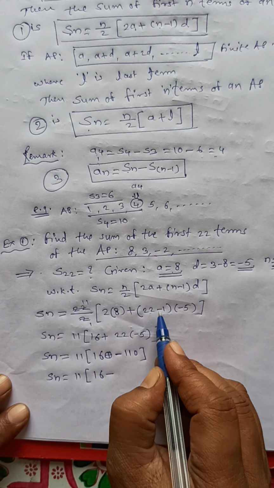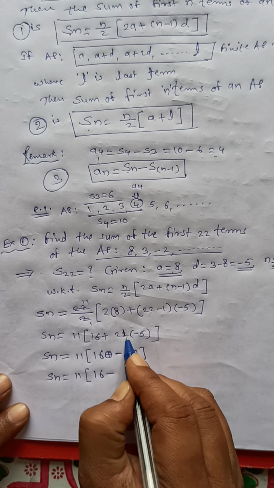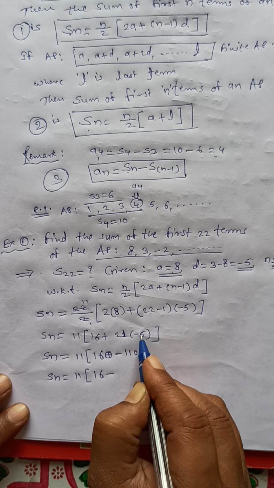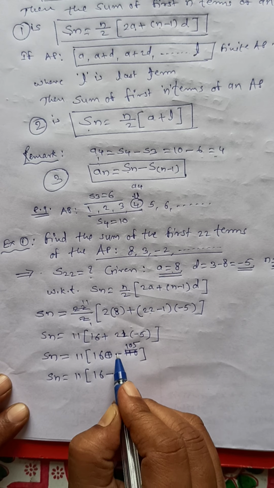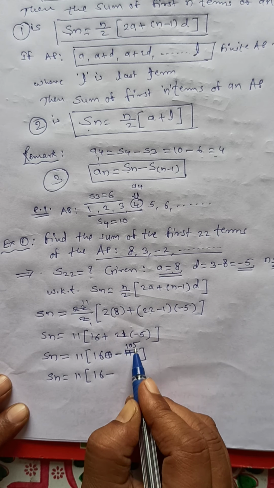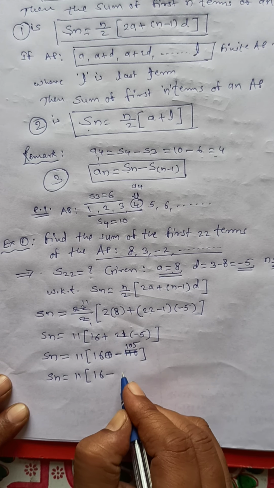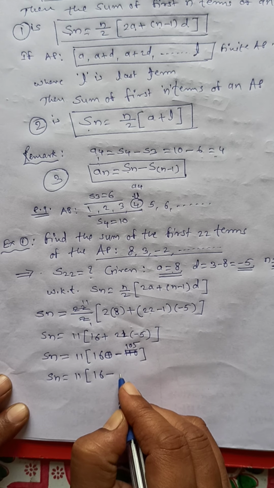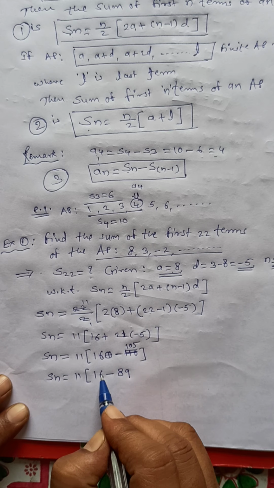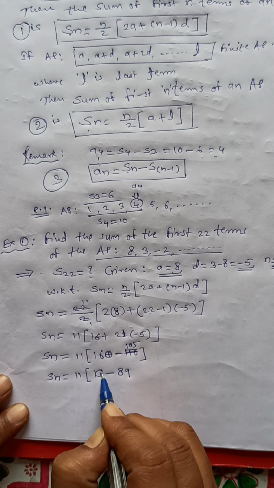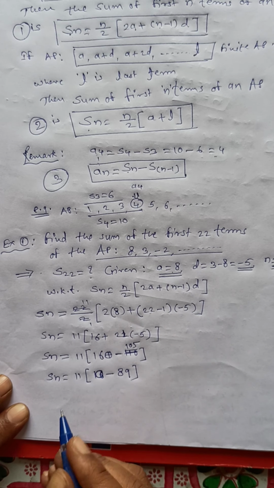Sorry, 22 minus 1 is 21 here. 21 fives are 105. So 16 minus 105 is 89, I think. Yes, 16 minus 105 is minus 89.